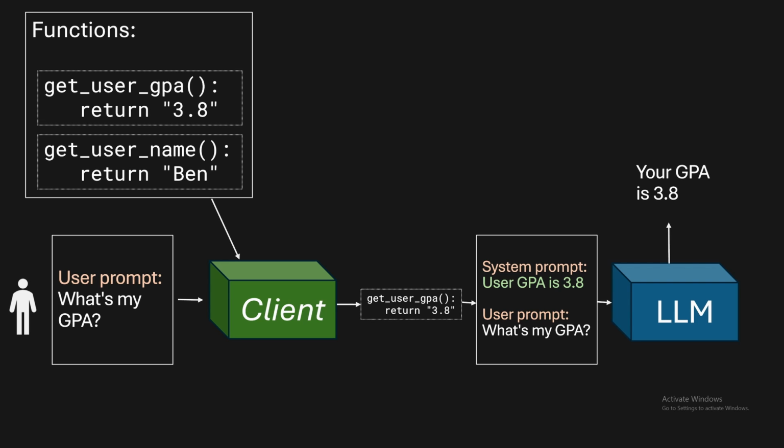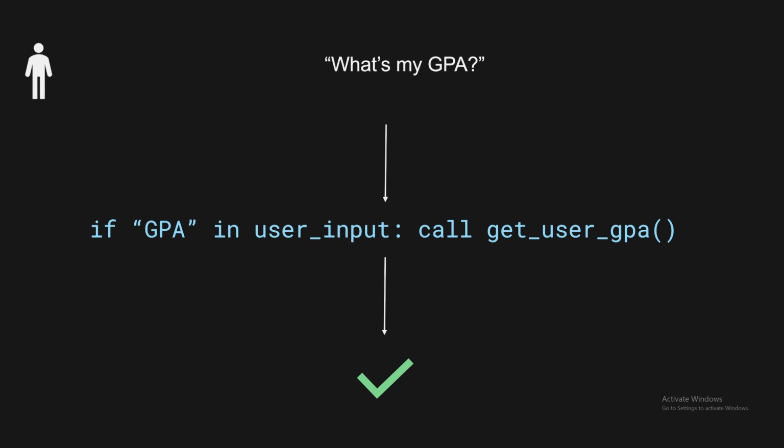We want to build a dispatcher system, something that takes in the user's request, understands what kind of information it needs, and then chooses the right tool or function to fetch that information and give it to the LLM. For example, if the user asks for their GPA, the system calls the getUserGPA function and appends the results to the prompt. Then, the LLM has exactly the context it needs to give a meaningful answer. So for example, if the word GPA is in the user input, we call the getUserGPA function.